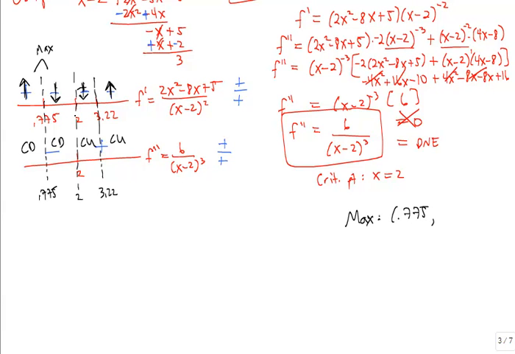And then at 2, we were minus on the left and then minus again on the right. So that is nothing. That doesn't have a change in sign, so it's not a relative extrema. But at 3.22, we're minus on the left and then plus on the right, so this is going to be a min. So we'll have a relative min at 3.22 for the x value.